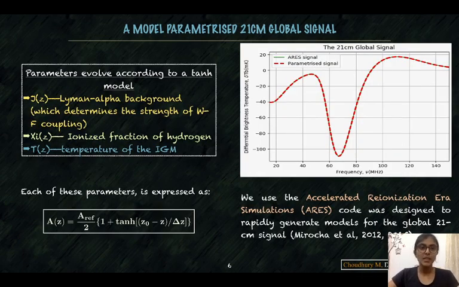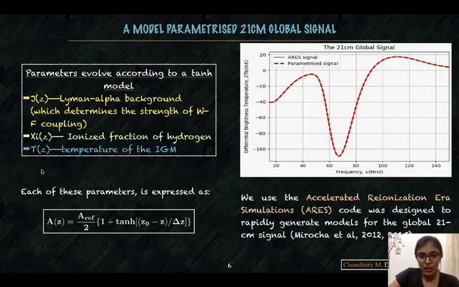In our first work, we have used a TANH parameterized model global signal. We have used the ARIES code, Accelerated Reionization Era Simulations code, to generate such signals. In this model, we have these three parameters: the Lyman alpha background Jα, the ionized fraction of hydrogen Xi, and Tk, which is the temperature of the IGM. Each of these three parameters is modeled as a TANH function like this. In turn, they are a function of Aref, Z0, and delta Z. We train our neural network in such a way that it predicts each of these individual parameters, the Aref, the Z0, and the delta Z for each of these three parameters.